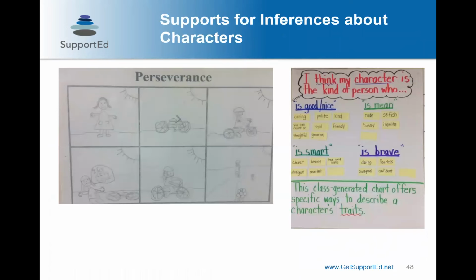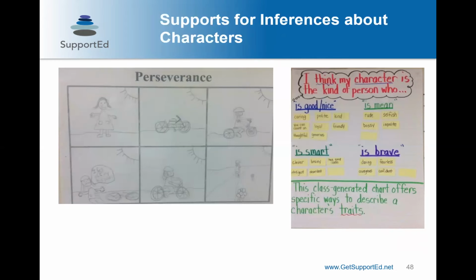And we know that sometimes language frames aren't enough and students need a little bit more support. So perhaps your lower proficiency students may demonstrate their understanding of characters and character traits by illustrating how the character showed a particular trait or changed. So it may just be a drawing. And here is an example of kind of like a comic strip of how the character in this story shows perseverance.